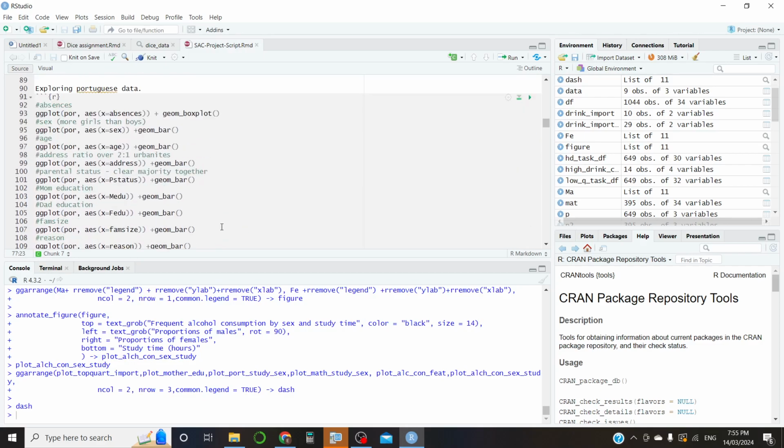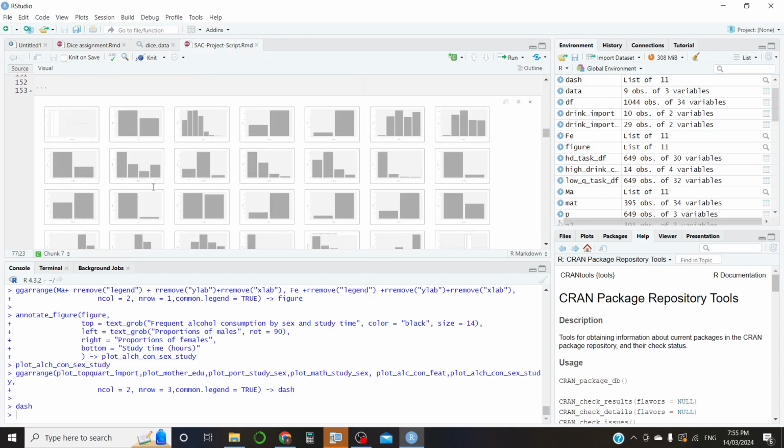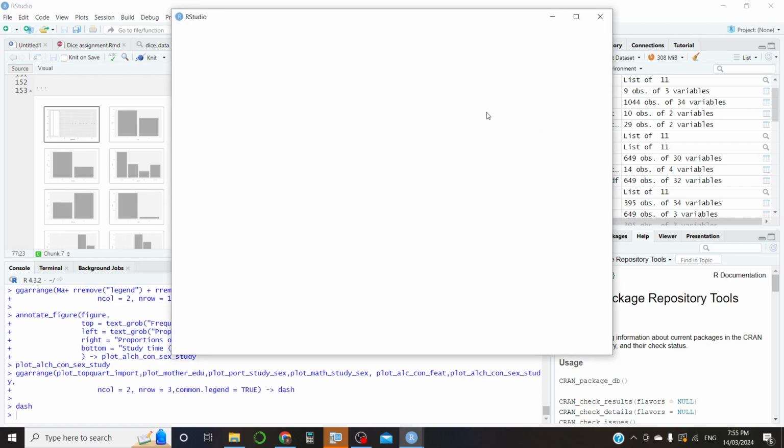Okay. So I did some exploration. I did just bar and box plots for a bunch of them. Let's have a look at those. I'll just go through these. Can I load this up? Yes, I can. I've got to click on that.